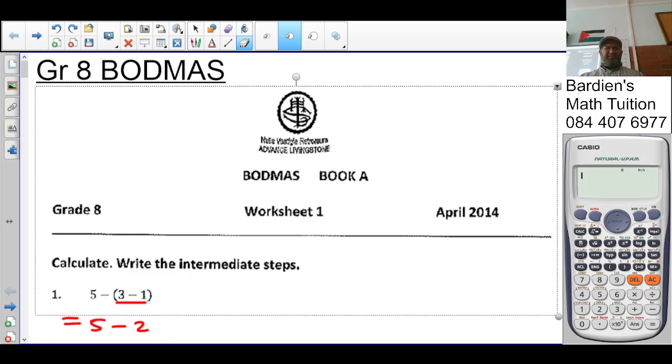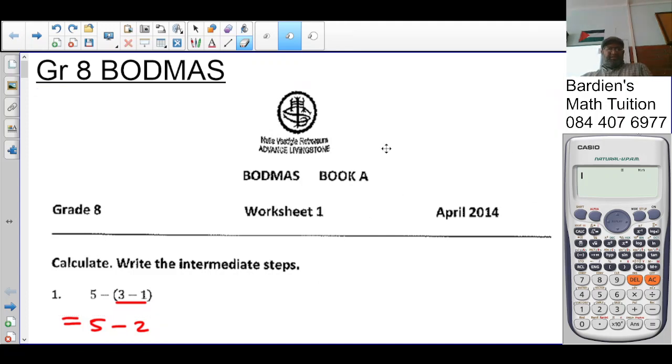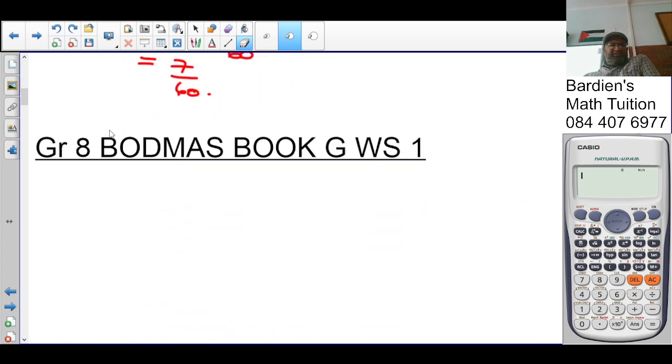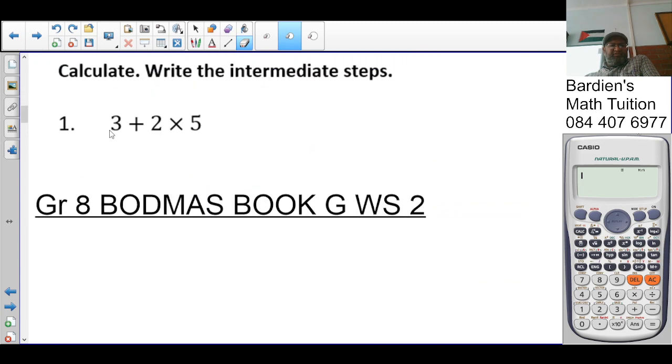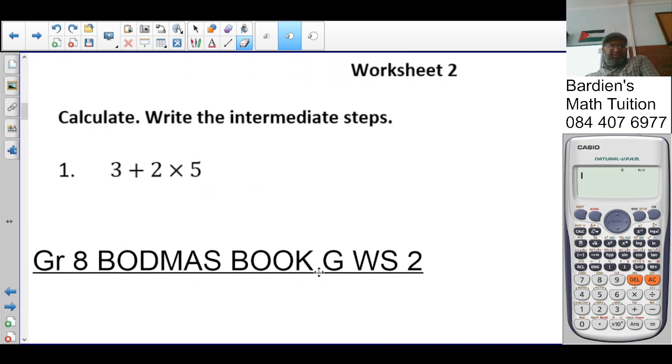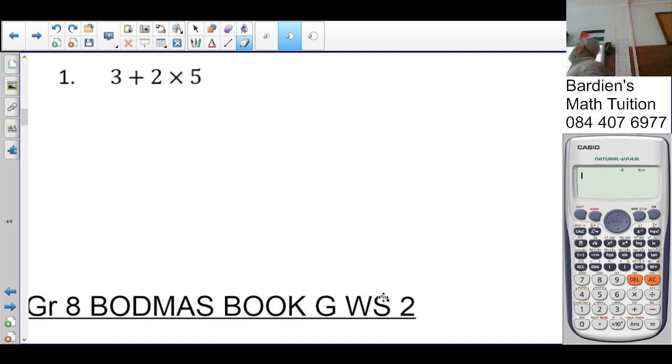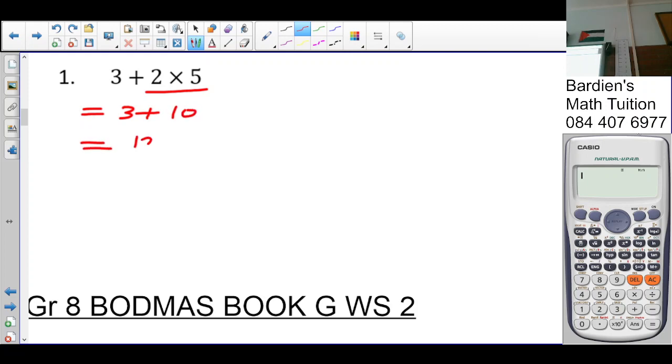Okay, good morning class. So we are looking at Bodmas, book G, worksheet 2. Number 1, we are told 3 plus 2 times 5. So what needs to be done first? Multiplication. You all agree with that? So 2 times 5 is 10, and 3 plus 10 is 13. Any confusion there?